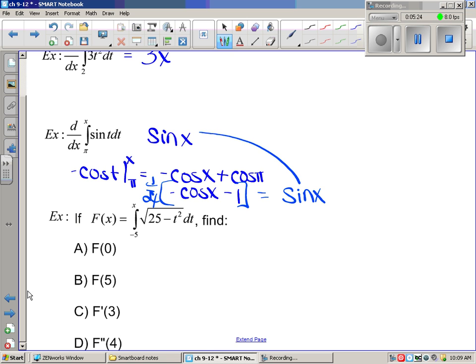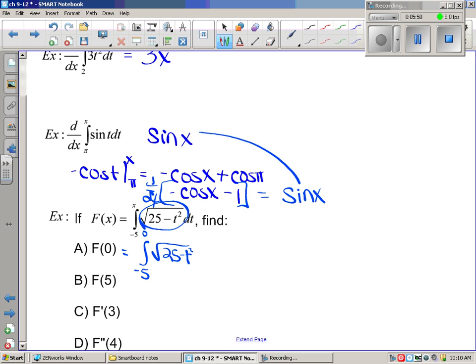Let's start with this next question. This one says F of 0. Notice it's the capital F. And so what it's telling us here is it wants us to put 0 in for x. And so this is really a fancy way of saying going from -5 to 0 of this integral. All right, so what we have to do here is the integral of this. Does that make sense? Or rather, the area.